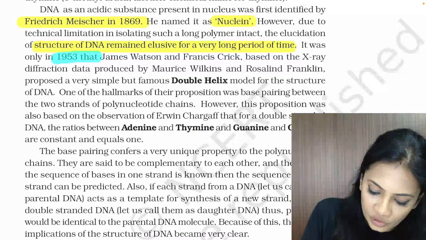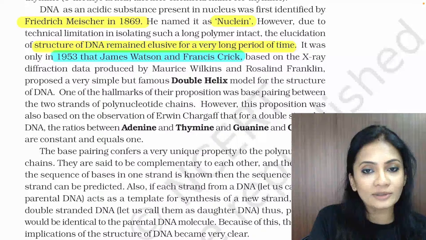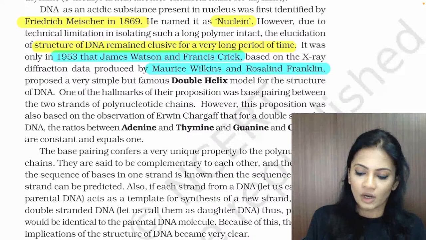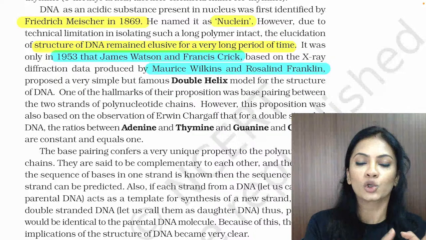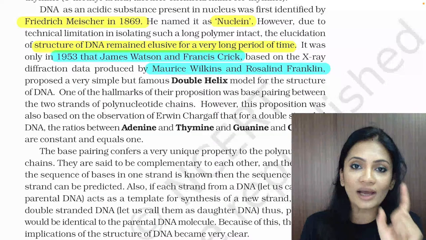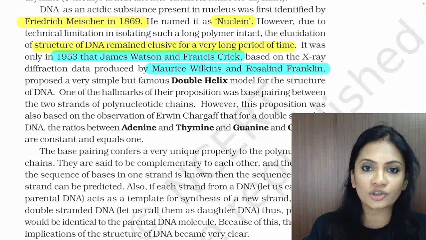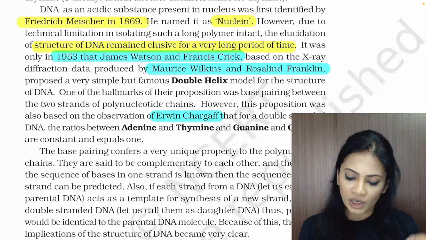Who helped James Watson and Francis Crick? Morris Wilkins and Rosalind Franklin. So, whenever we talk about finding out of DNA structure, James Watson, Francis Crick, Morris Wilkins, Rosalind Franklin. One more person, everyone will tell me in the chat box. Who is that one more person who helped in identifying and describing the structure of DNA? Double helix. One more, Erwin Chargaff. Fine. What did Erwin Chargaff say?